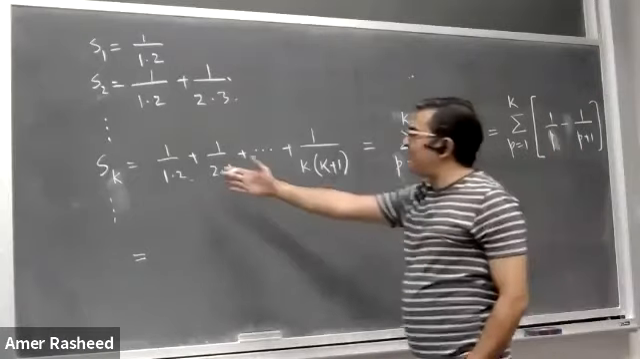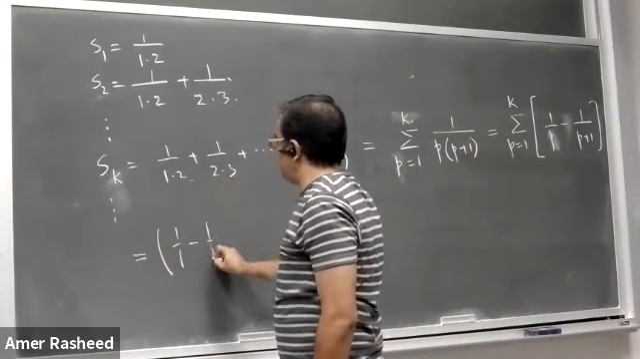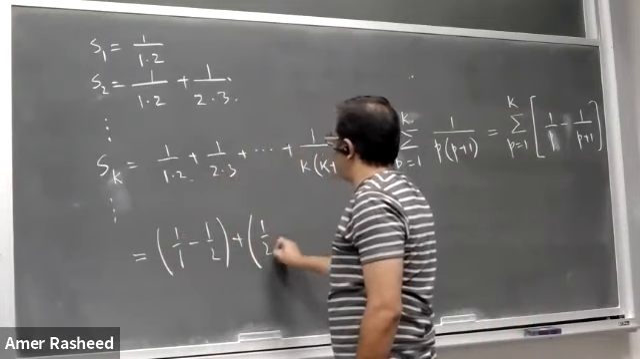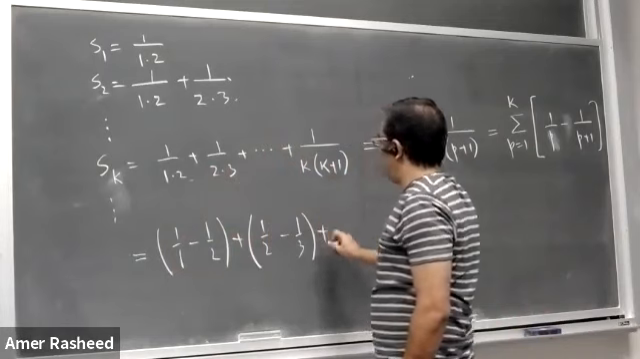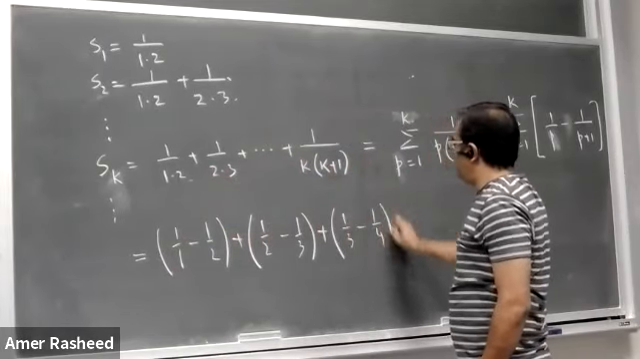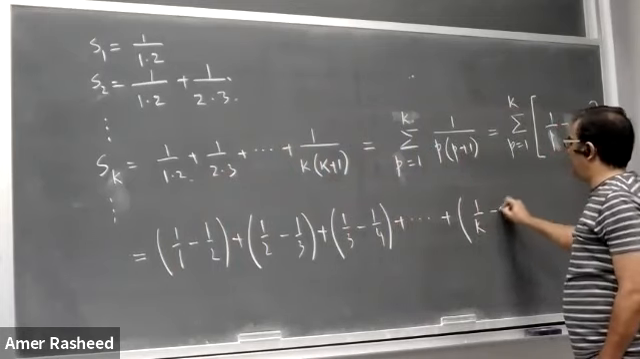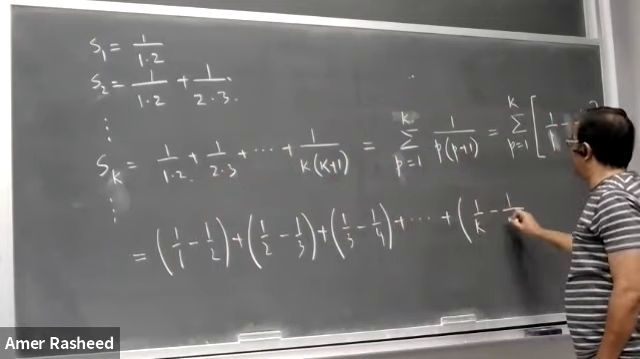Okay, now every term here can be written in this form: 1 over 1 minus 1 over 2, plus 1 over 2 minus 1 over 3, plus 1 over 3 minus 1 over 4, and so on, plus 1 over k minus 1 over k plus 1. Now you can see that this term will be cancelled out with this term, and this term with this term, and so on.